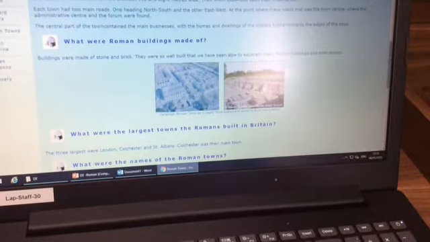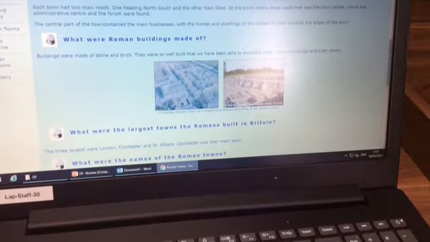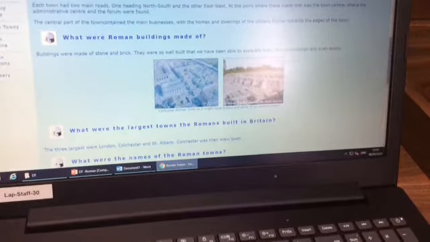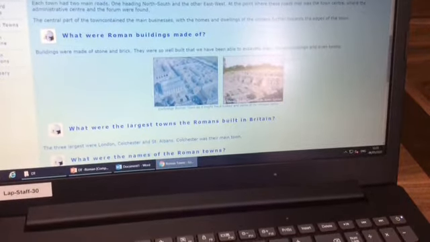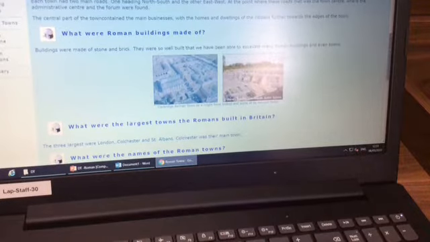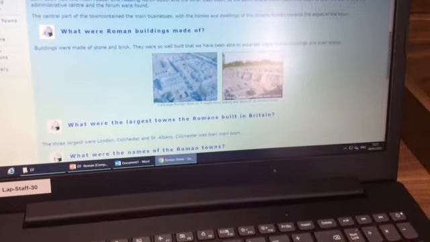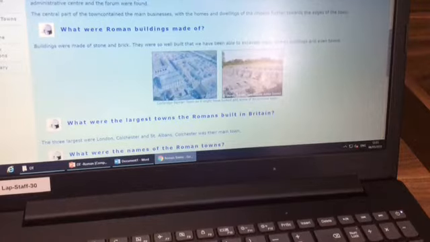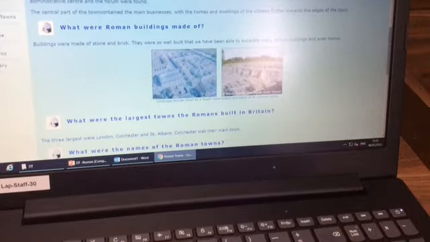Each town had at least two main roads, one heading north to south and the other east to west. At the point where these two roads met, that would have been the town centre, where the administrative centre and the forum were usually found. The central part of the town contained the main businesses, with the homes where the citizens lived further towards the edges of the town.